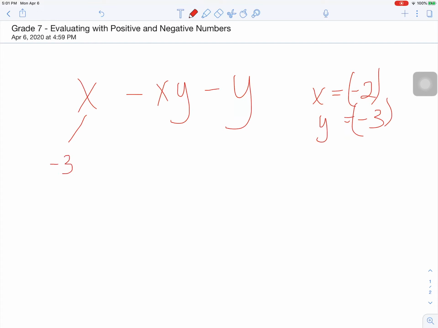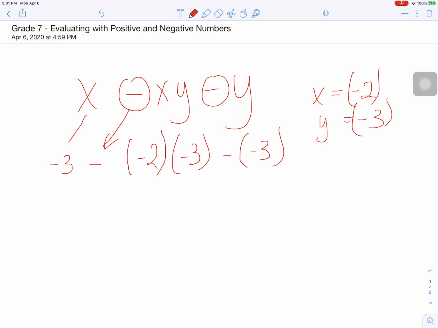So your x becomes negative 2, subtract, then we're going to put a negative 2, and then a negative 3, subtract, and negative 3. You'll notice that I paid special attention to moving my negatives to the correct spot there. So the first thing, following our order of operations, that we need to do is our multiplication. So we wind up getting negative 2 subtract negative 2 times negative 3, which is positive 6, subtract negative 3. So let's follow our way through here.